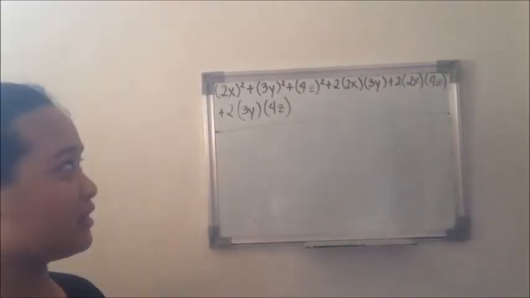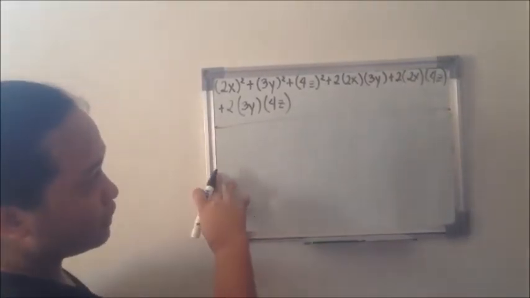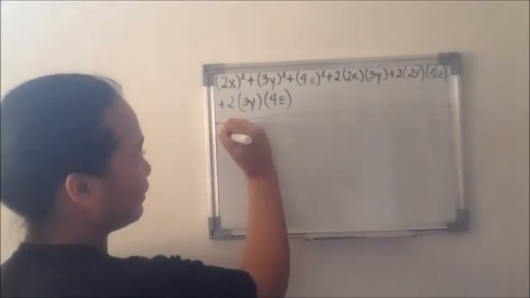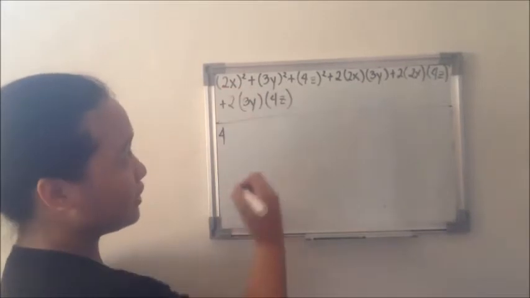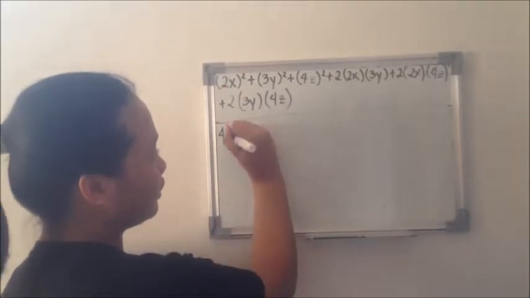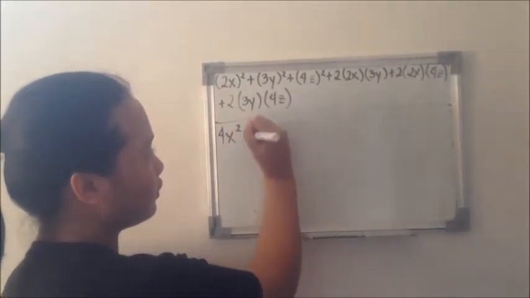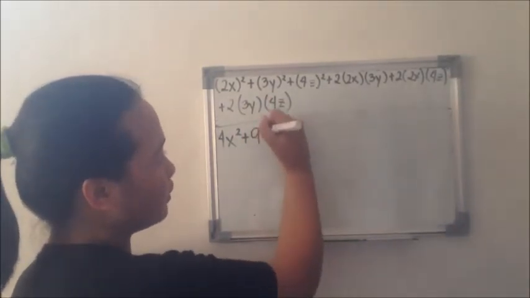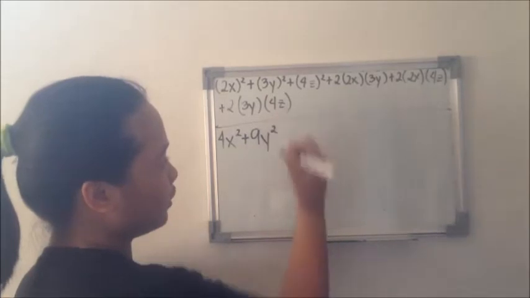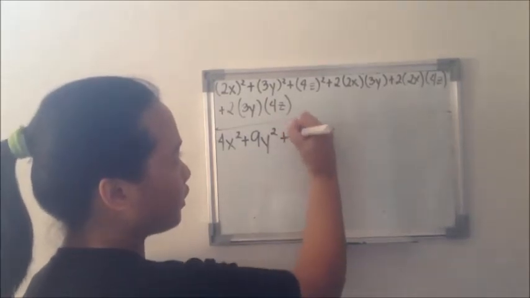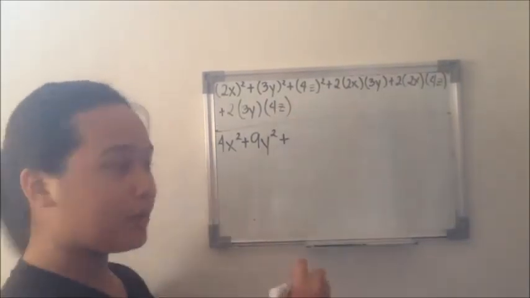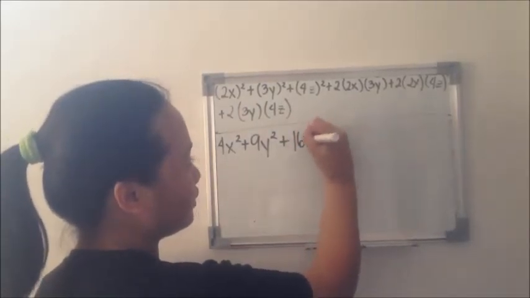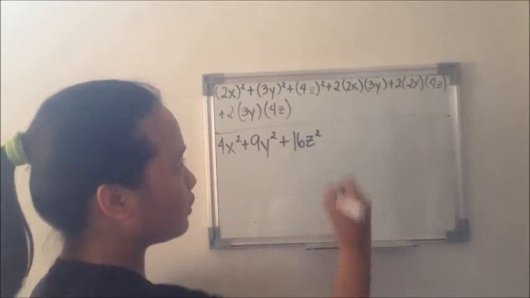The last step is simplifying the value. 2x squared, 3y squared, 9y squared, 4x squared, 16z squared.